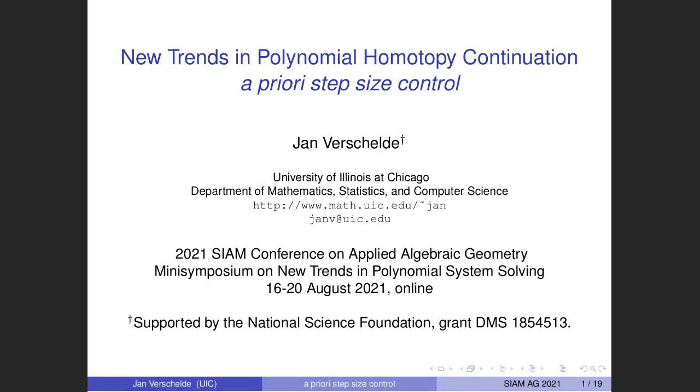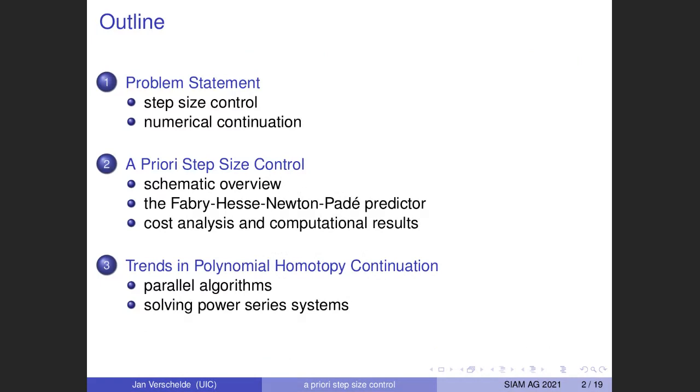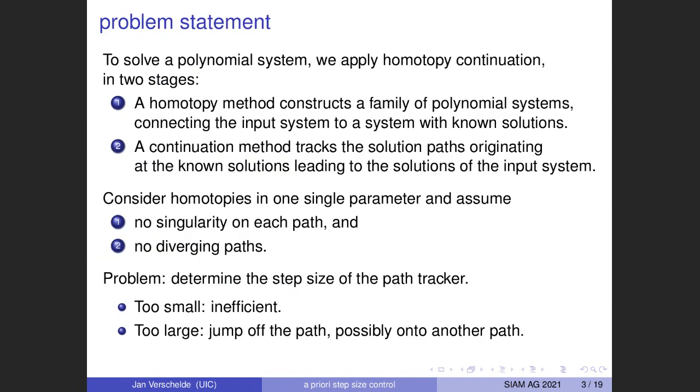As the outline shows, I will get into the trends in polynomial homotopy continuation after my explanation of what I mean by a priori step size control. But first I will spend some time explaining the problem. So what is our problem?